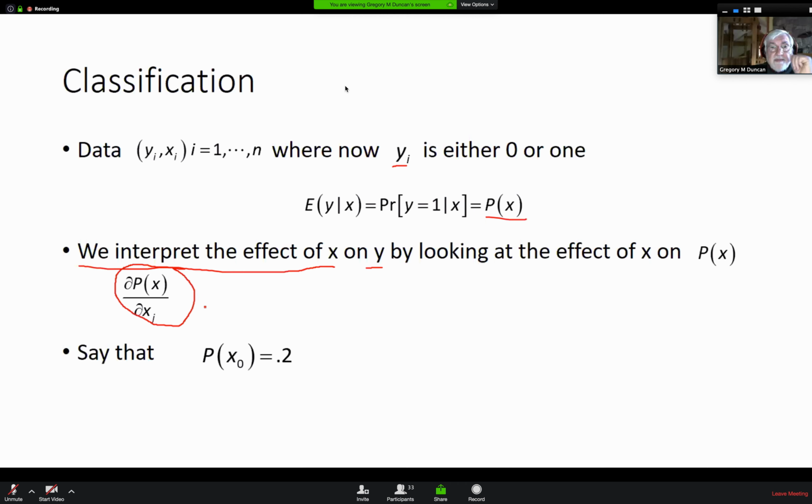So let's say that p of x0 equals 0.2. This is all well and good. I can interpret the derivative if I can take the derivative with respect to the prices. But how does that predict y? I tell you p of x0, because p of your characteristics, is 0.2. Does that mean you're going to buy the big screen TV or not? Does that mean you're going to work at home or not? How does that predict y?